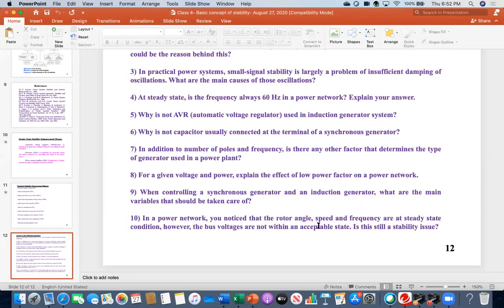Okay. Then the last question is: in a power network, you notice that the rotor angle, speed, and frequency are at steady state. However, the bus voltages are not within an acceptable state. Is this still a stability issue? Do you think that is still a stability issue? Rotor angle, speed, frequency are fine at a steady state, but bus voltages are not within an acceptable state. Is this a stability issue?